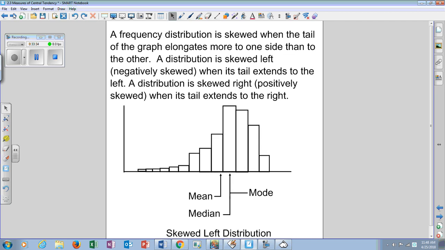The frequency distribution is skewed when the tail of the graph elongates more to one side than the other. A distribution is skewed left when its tail extends to the left. So if I looked at this, my brain would tell me this is skewed right. It's actually skewed left. You're just checking to see which direction the tail goes. Tail goes off this way, so it is a skewed left chart.